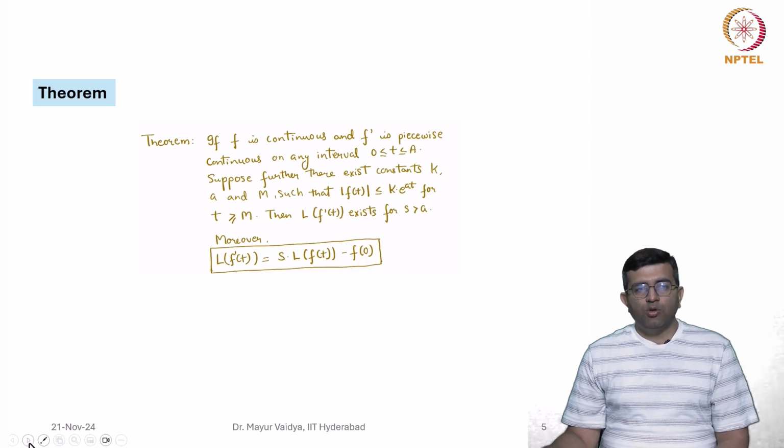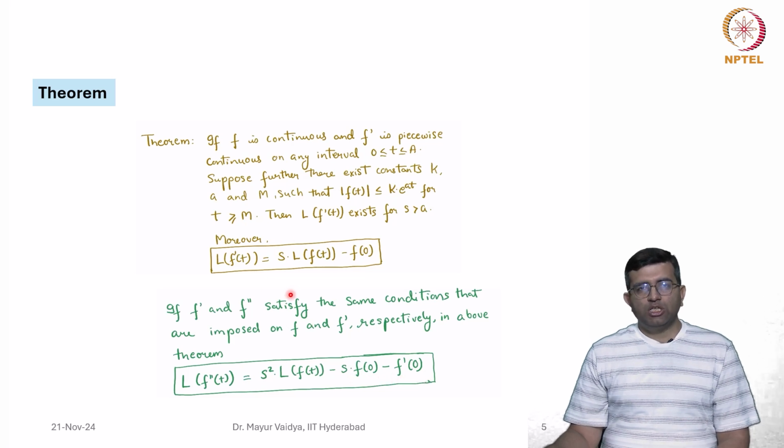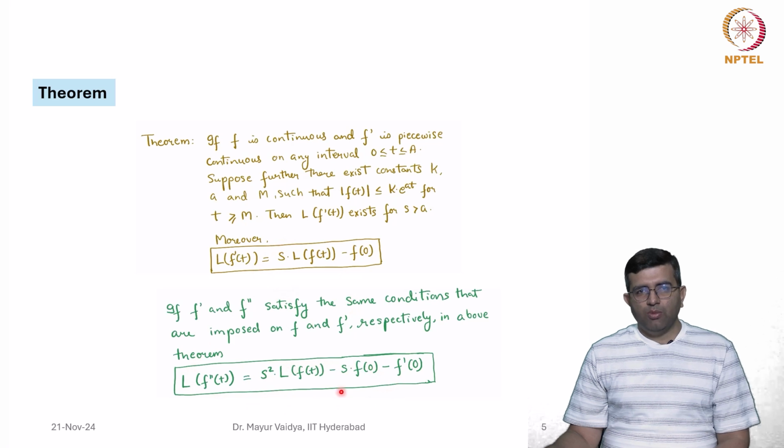It also can be extended to the second derivative. That means if f dash and f double dash satisfy the above conditions, then we can also write L of f double dash t is equal to s square into L of f of t minus s f of 0 minus f dash of 0. So these two relations we will be making use of when we solve the initial value problems.